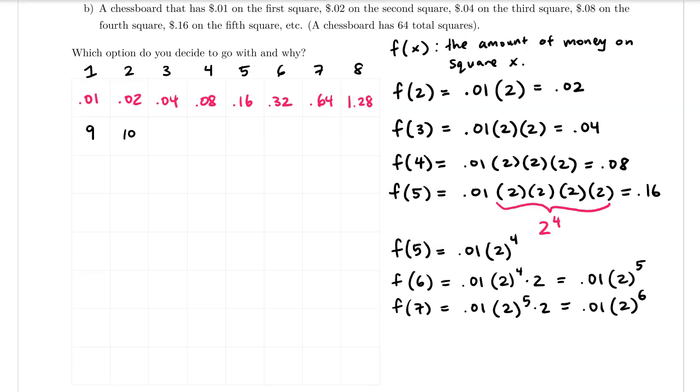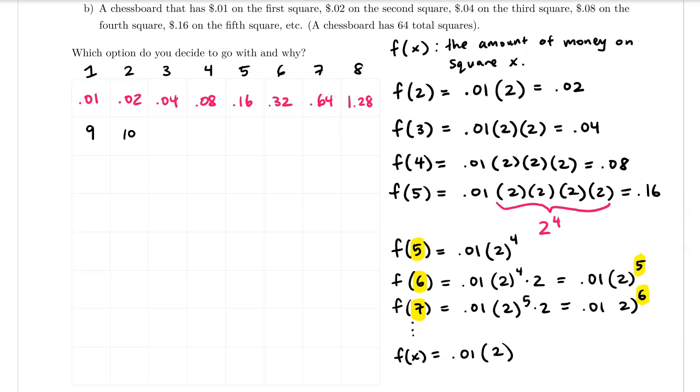Now, are you able to see a more generic way that we could do this based off what the input is and what our output is here? So basically, if I continued this on, for some general square x, then f of x, the amount of money on that square x, would be 0.01 times 2 to the power of, and then if you'll notice, the pattern is that whenever you have an input of something like 7, then the exponent is 6. When our input was 6, our exponent was 5.